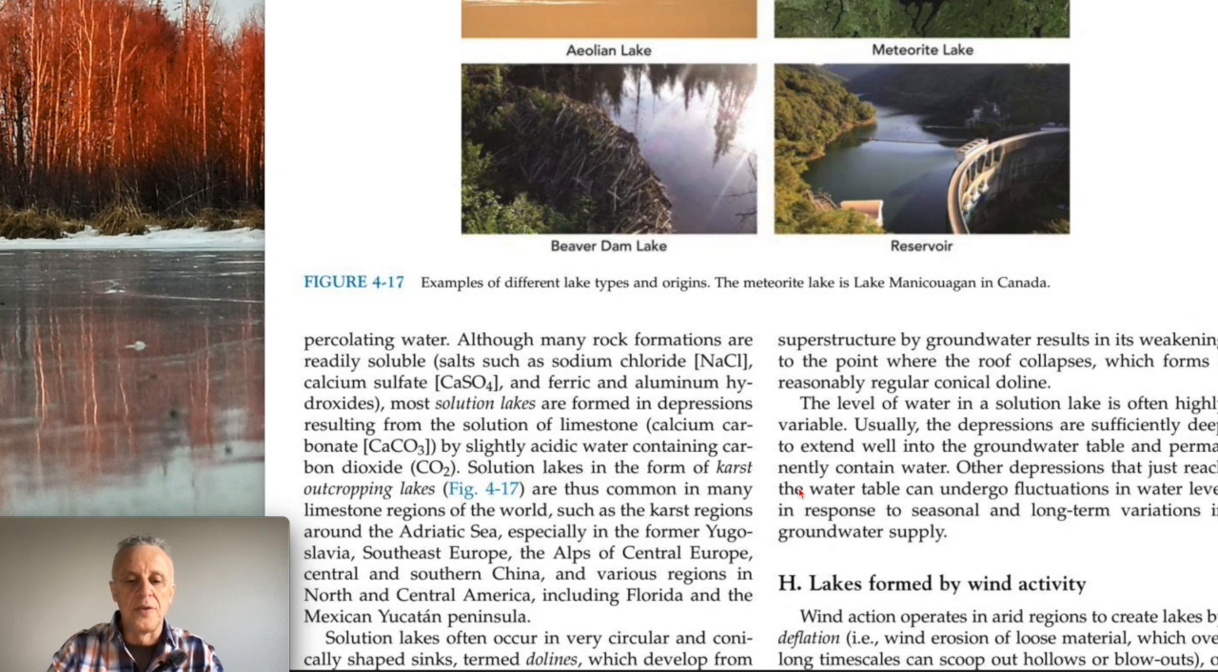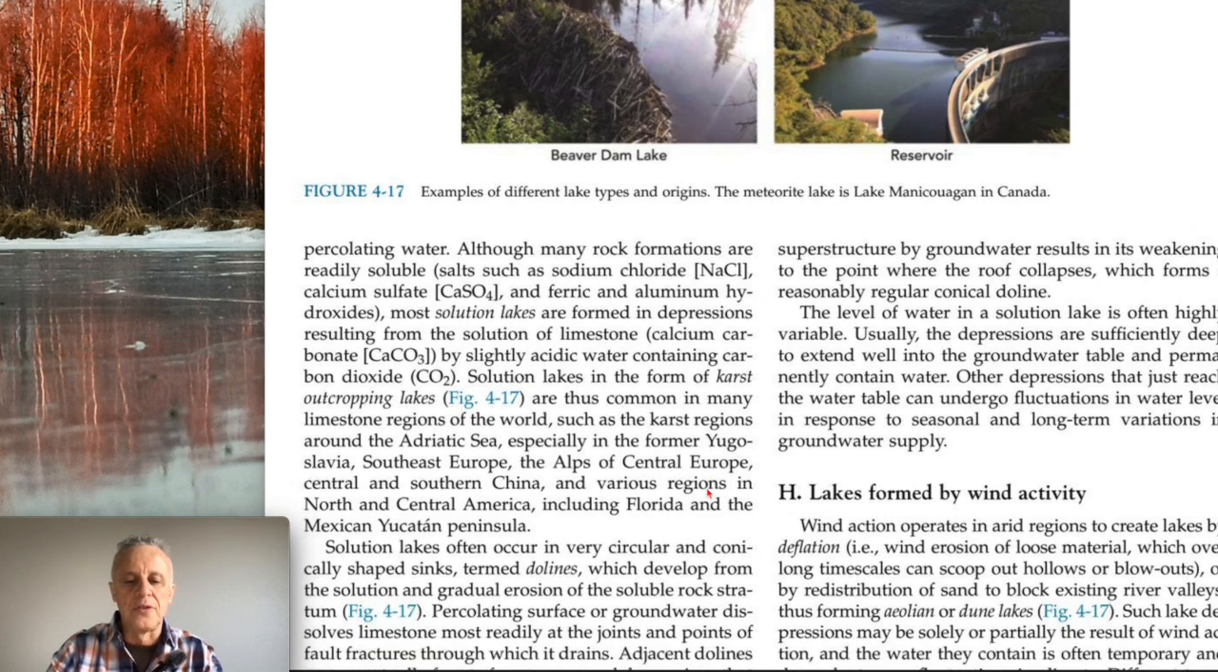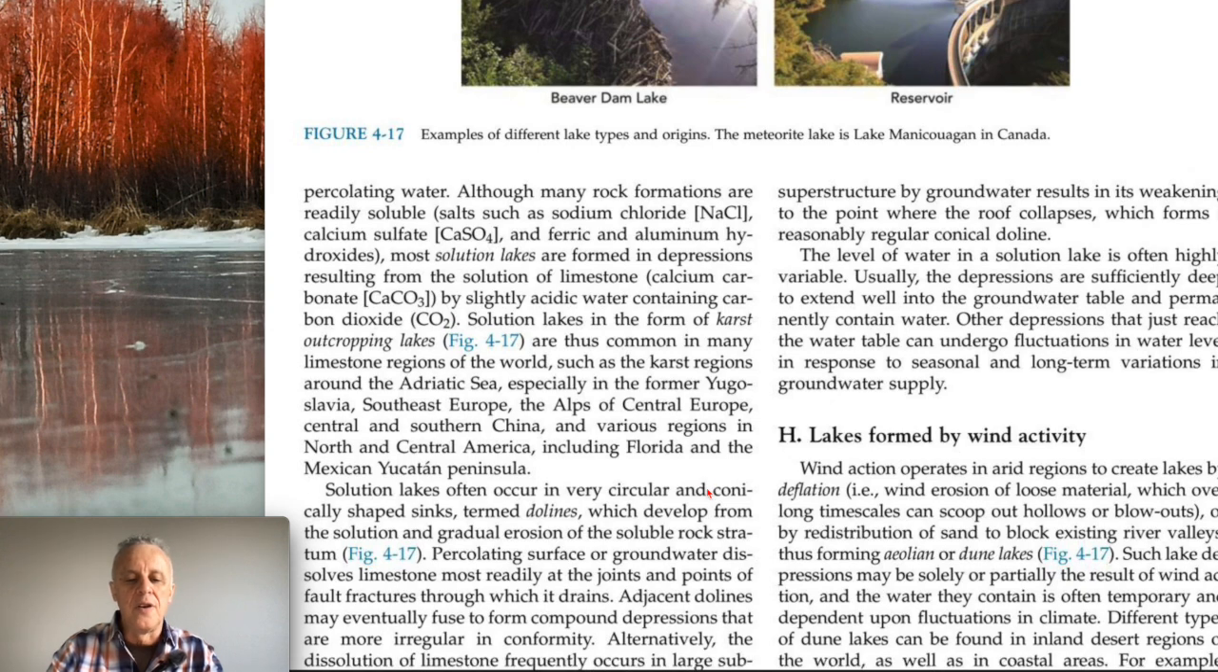Although many rock formations are readily soluble, such as salts like sodium chloride, NaCl, calcium sulfate, CaSO4, and ferric and aluminum hydroxide, most solution lakes are formed in depressions resulting from the solution of limestone, calcium carbonate, by slightly acidic water containing carbon dioxide. Solution lakes in the form of karst outcropping lakes are thus common in many limestone regions of the world, such as the karst region around the Adriatic Sea, especially in the former Yugoslavia, Southeast Europe, the Alps of Central Europe, Central and Southern China, and various regions in North and Central America, including Florida and the Mexican Yucatan Peninsula.